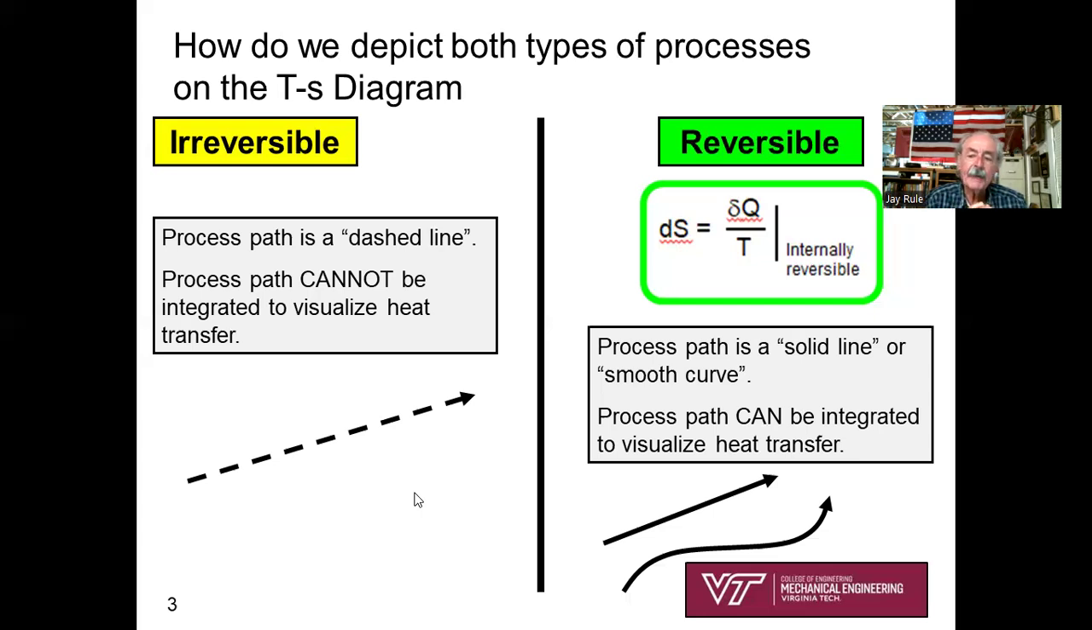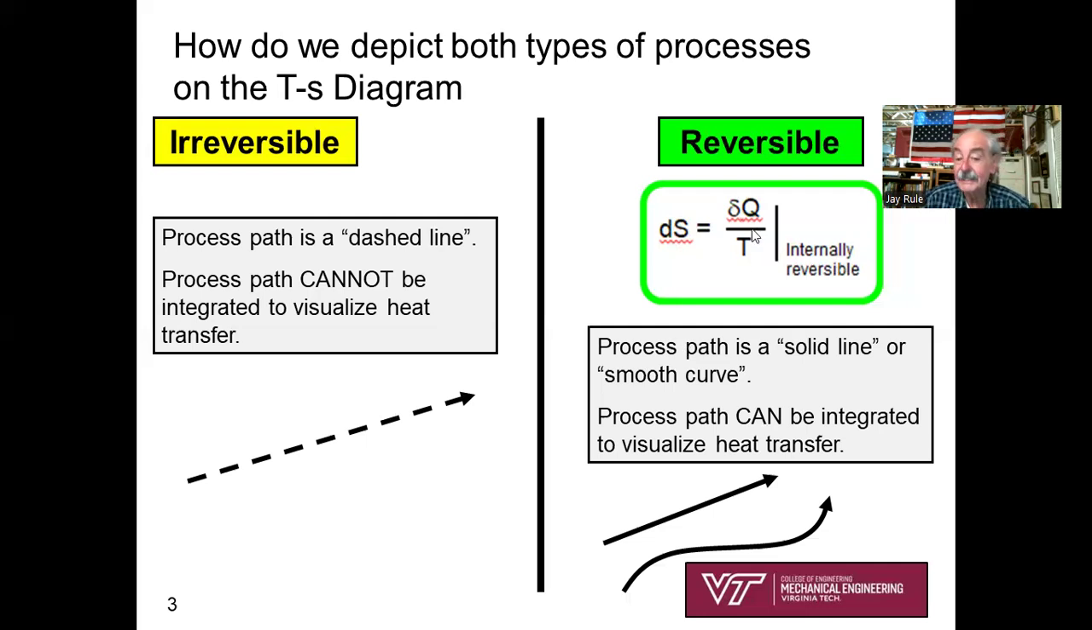When you're trying to depict that process on a TS diagram or a PV diagram, either way, you need to depict that irreversible process as a dashed line. That indicates to yourself and to other engineers that you can't take the area under the curve. That's critical. You can't take the area under the curve under the dashed line because it's dashed, right? It's just not allowed.